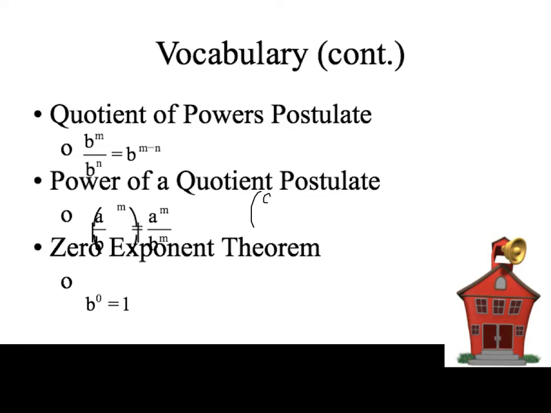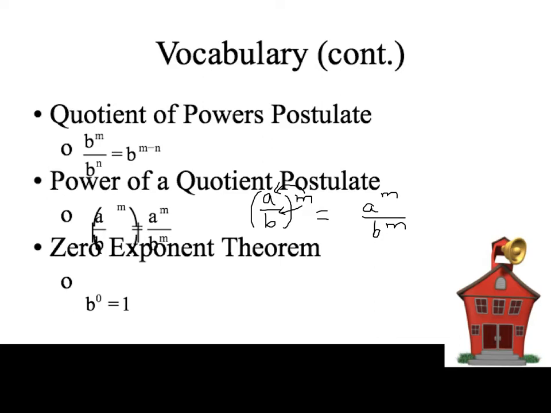In this property, if you have a quotient, a division problem in the parentheses, and an exponent outside, that exponent, again, has to be distributed to everything inside those parentheses. So a over b all to the m power is equal to a to the m power divided by b to the m power. And finally, we remember that anything to the 0 power is always equal to 1.